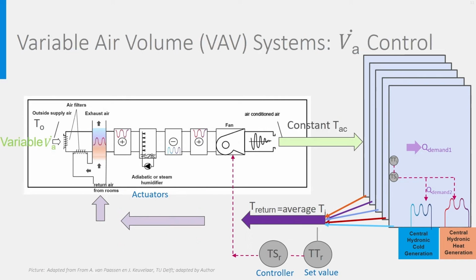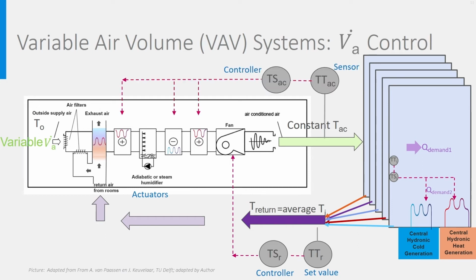In a variable air volume system, VAV, the temperature TAC is kept constant all the time and the volume flow rate VA is controlled. Depending on the measured value in the return duct, the volume flow rate VA is changed by adapting the rotational velocity of the fan. And of course, to keep TAC constant, we need to control it as well, by controlling the heaters and coolers. Please note that there is here no link with the indoor air temperature.